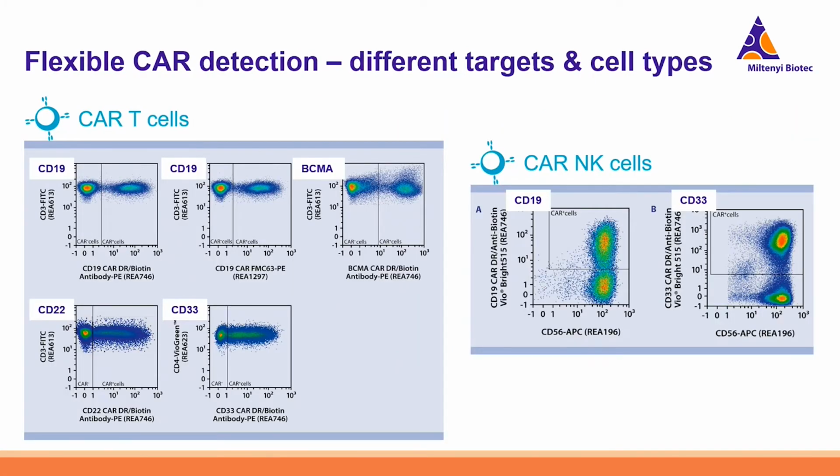And this is some data of our CAR detection reagents. So we tested them on CAR T cells, which you can see on the left side. So we tested there our CD19 CAR detection reagents, our BCMA, CD22, and CD33. And of course, they are not cell type specific, so you can use them on any kind of CAR cells. On the right side, for example, you can see CAR NK cells, where we tested the CD19 and the CD33.